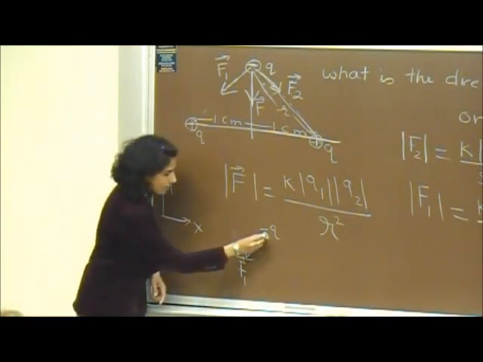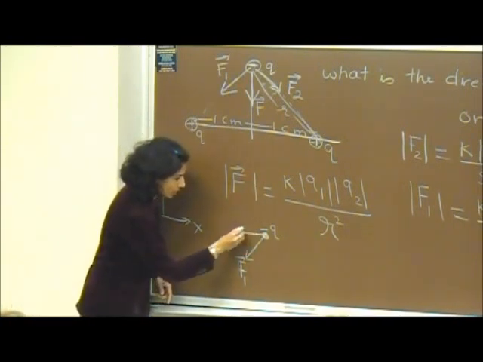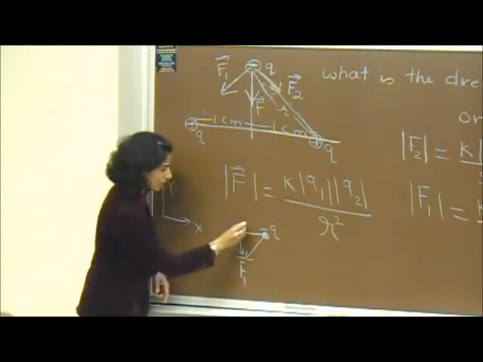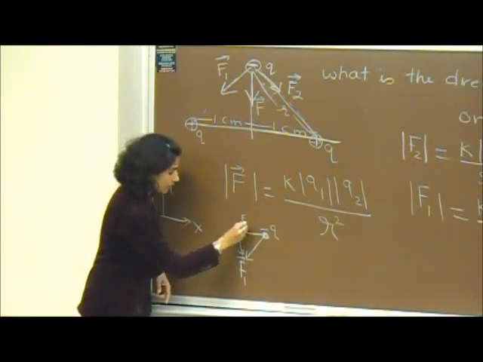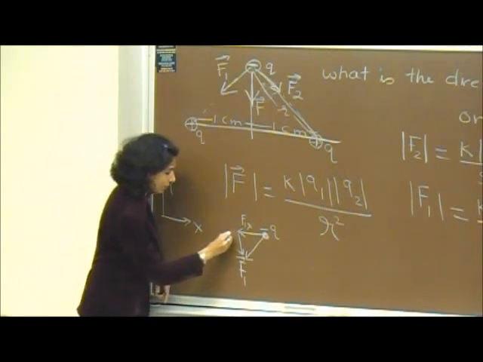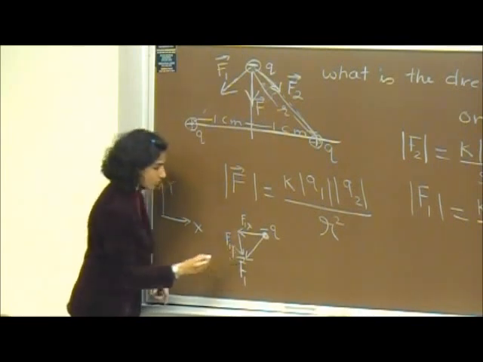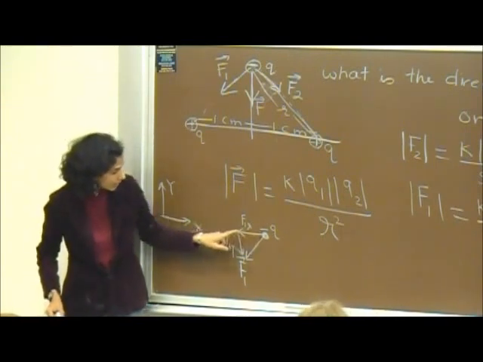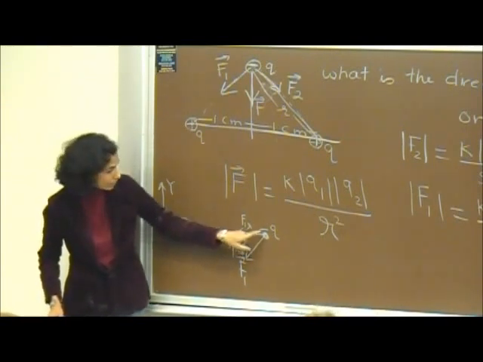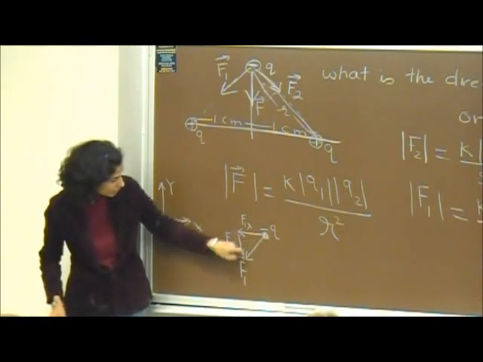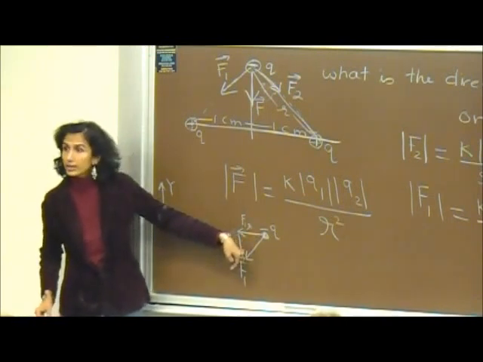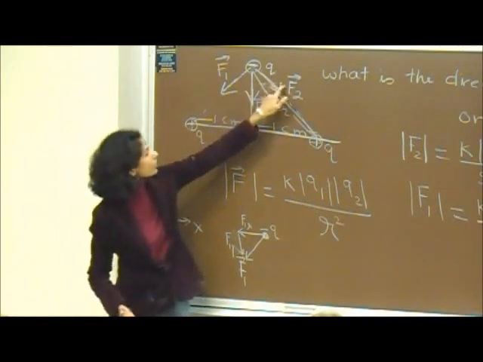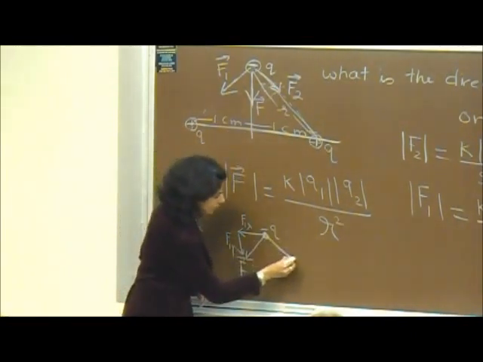Do you see that in order to break this into components, you should have one component like this and the other component like this. So we can call this F1x, and this is F1y, right? Because remember how vectors are broken into two perpendicular components? They should be head to tail, and the resultant is going to be from this tail to this tail, like this, along the hypotenuse, right?